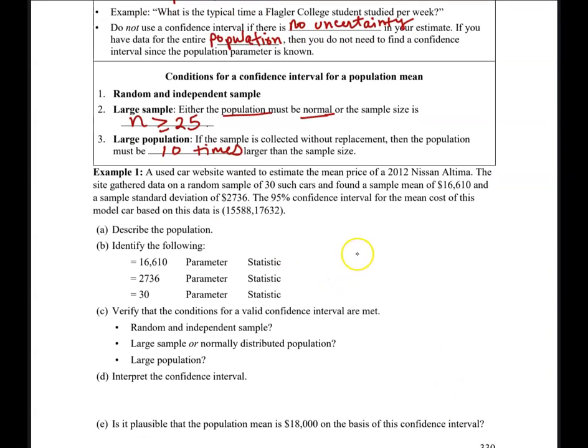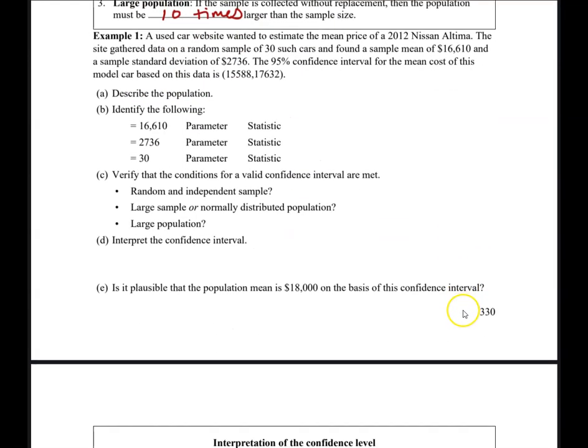A used car website wanted to estimate the mean price of a 2012 Nissan Altima. The site gathered data on a random sample of 30 such cars and found a mean of 16,610, so this is a sample mean, let me point that out, and a sample standard deviation of 2,700. A 95% confidence interval for the mean was created, and this was what they got. So describe the population. The population would be all 2012 Nissan Altimas, right? That's the only thing I'm looking at, are 2012 Nissan Altimas.